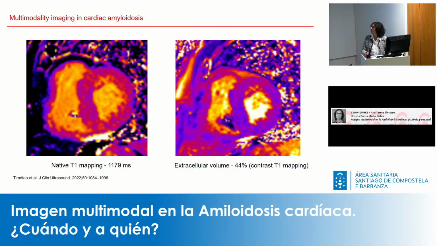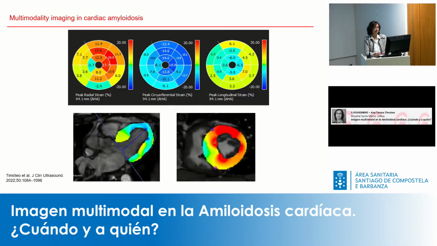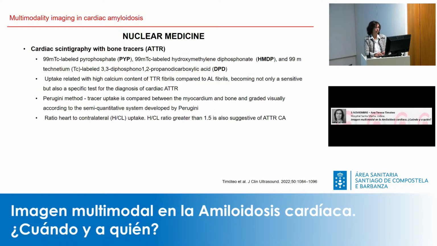This is an example from our center with a patient with an increased native T1 mapping and also 44% of extracellular volume that is detected after contrast. And this is the strain that is also measured in CMR.